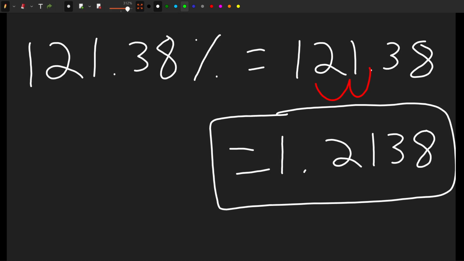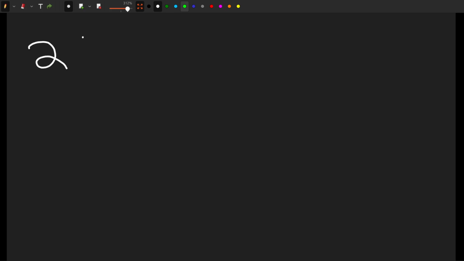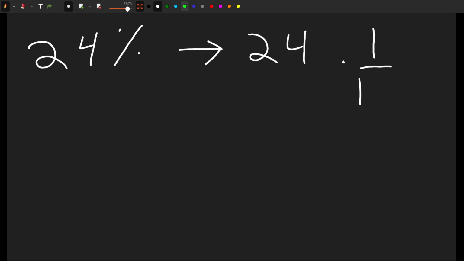The last few problems we'll do are going to be rewriting percentages as fractions. So we'll start off with a couple of easy ones, and then we'll work on a hard one. The first one we'll do is, let's take 24% and rewrite it as a fraction. In order to do that, you remove the percent sign, so you have 24. And now we're going to multiply by 1 over 100.